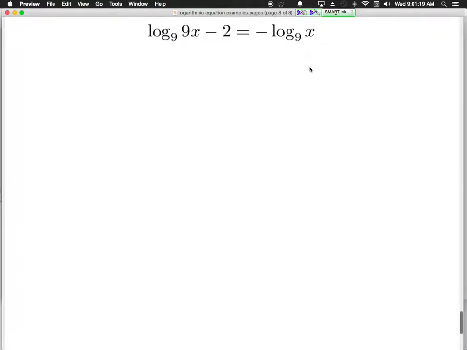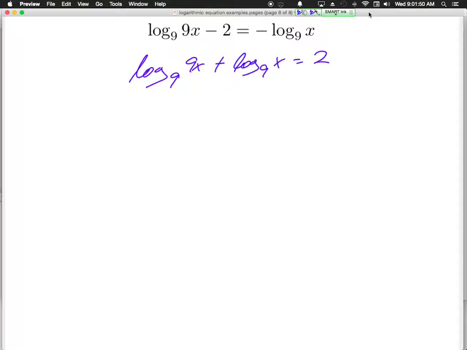Okay, let's do one more of those, and then I've got one more example that's not a log, but it's something we need to do. Alright, so log base 9 of 9x minus 2 equals negative log base 9 of x. Add 2 and add the log over. So I'll have log base 9 of 9x plus log base 9 of x equals 2.